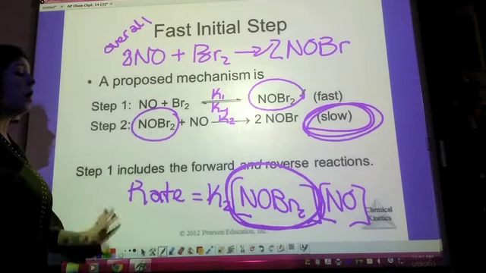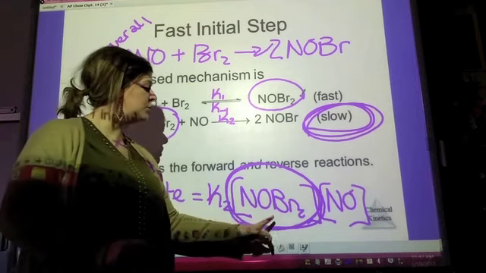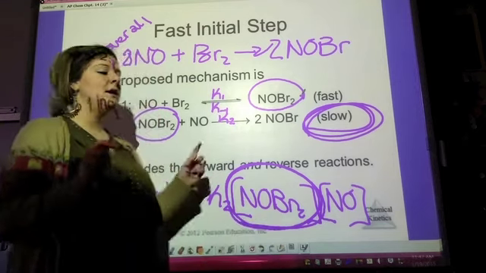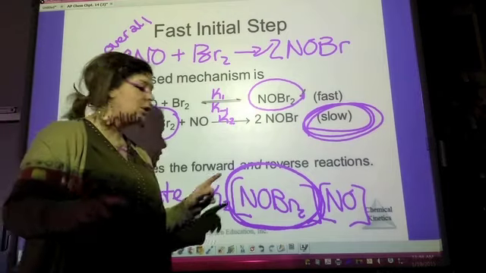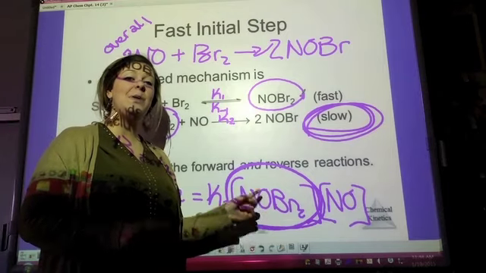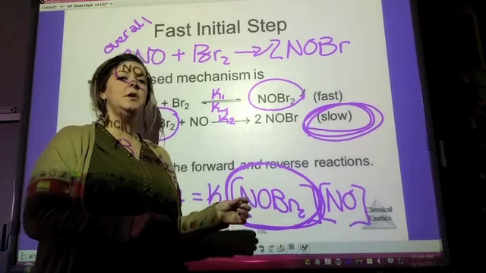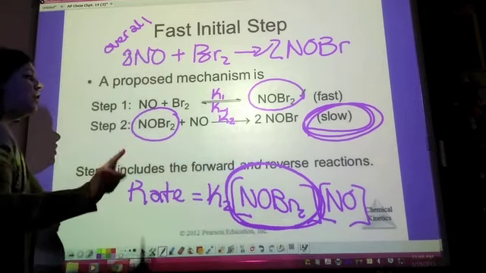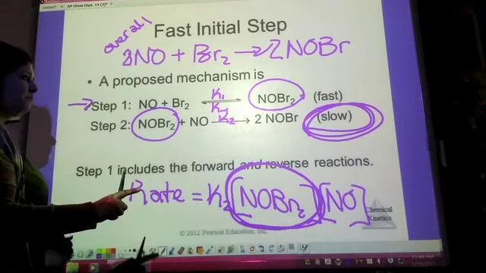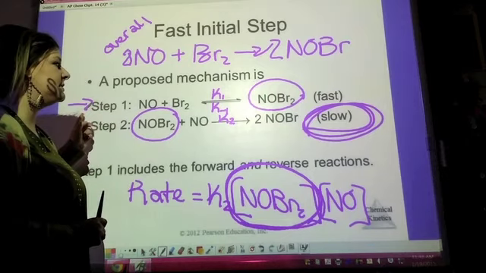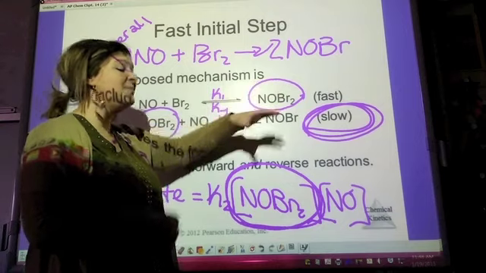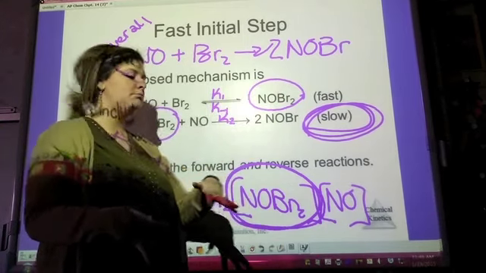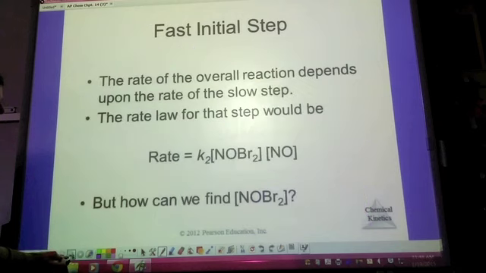So if I don't want the intermediate, how on earth do I get rid of this intermediate in my rate law? I do that by trying to figure out what else the concentration of NOBr2 could be equal to. Could I substitute something in, or use something else? What I could use is step 1. Maybe by manipulating step 1, I could find the concentration of NOBr2 to be equal to something, and then I could just plug in and substitute.